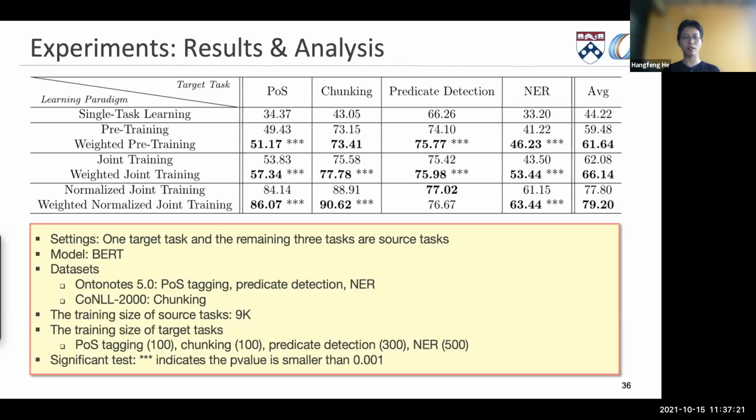We can see that in our setting, we will have one target task and the remaining 3 tasks are source tasks. And we will have a large scale source data, 9K, and a small training set of target tasks. In this way, we can see that TAWT can improve 3 learning paradigms on 4 tasks. And the results indicate that TAWT is an efficient algorithm to use cross-task signals. As a byproduct, we found that normalized joint training is better than the widely used joint training in imbalanced settings, because we have large-scale source data and a small-scale target task here, so the settings are imbalanced.